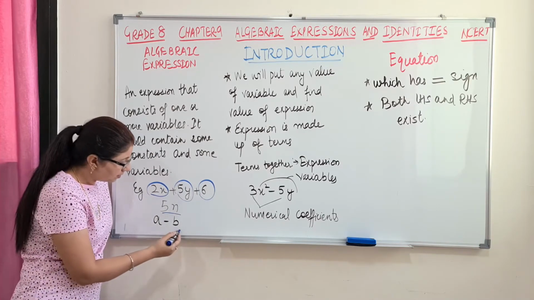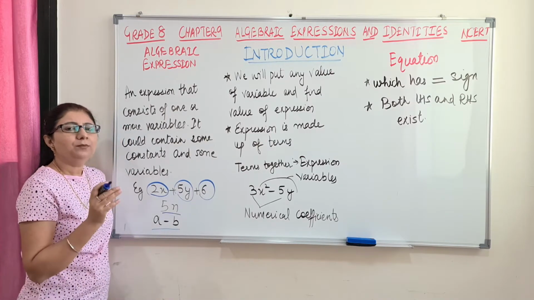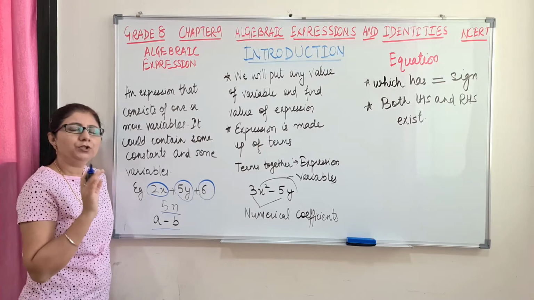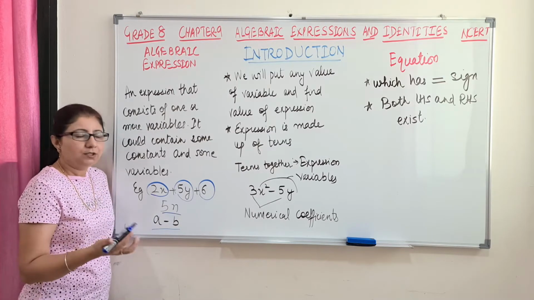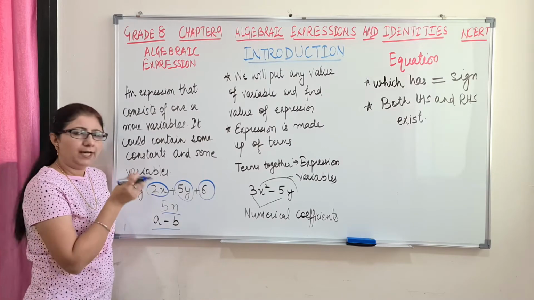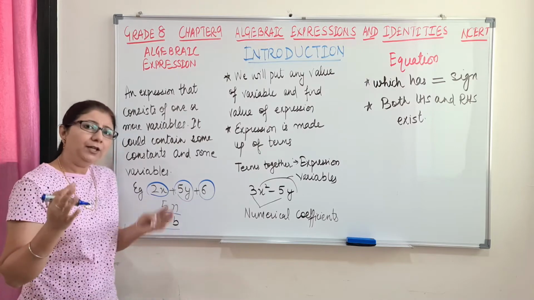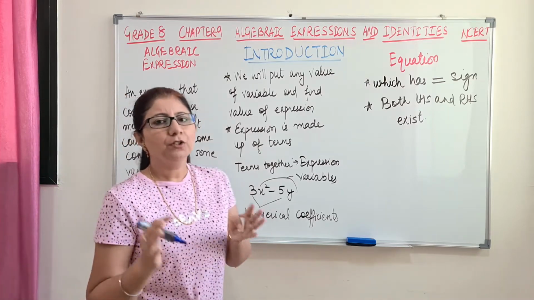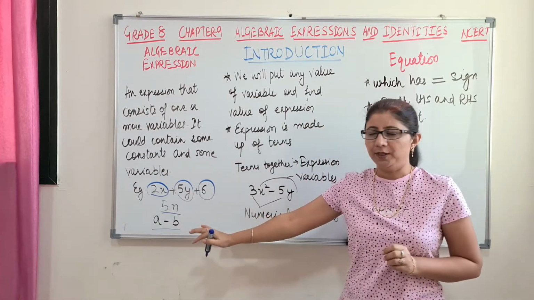See here, in this expression we don't have any constant. So it is not necessary that we should have both variables and constants together. Anything in which we have some variable, some constant, combined together with addition or subtraction signs, is referred to as an algebraic expression.